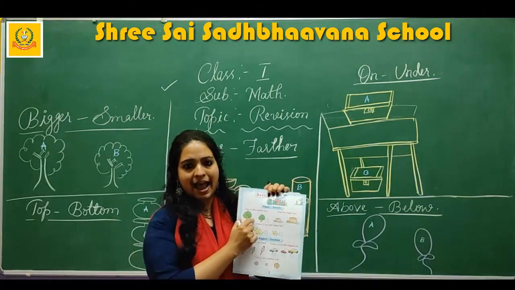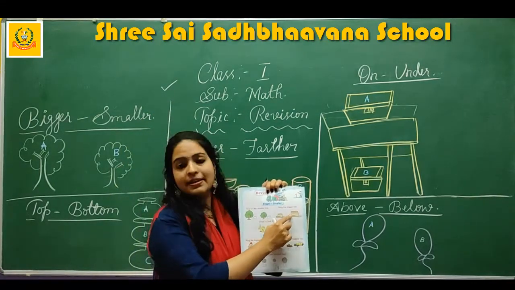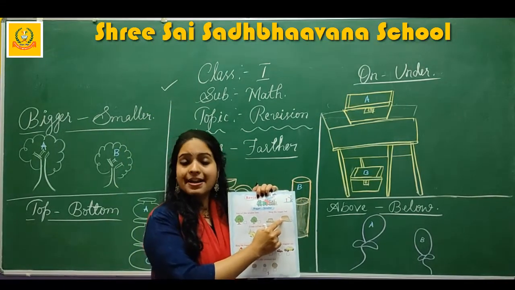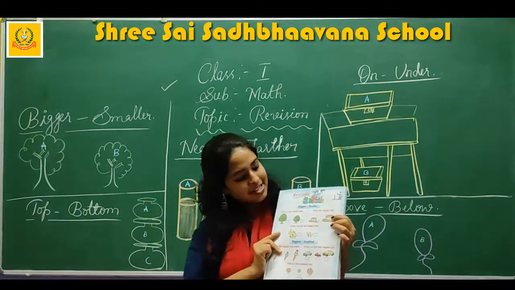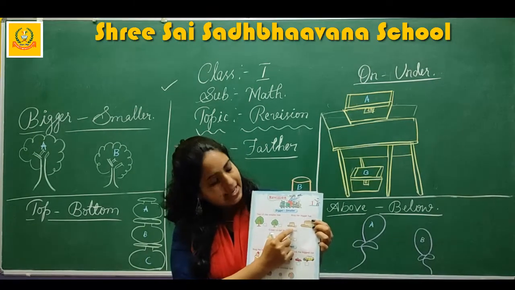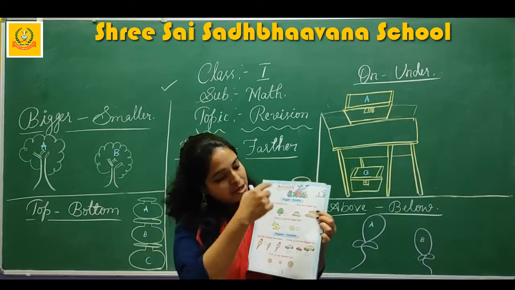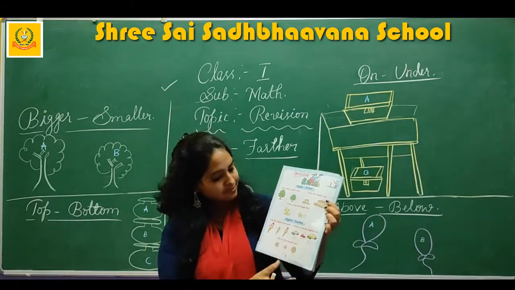Ring the bigger hat. To that you have to put a tick. To which one? The bigger one. Big means what? Big in size. So which one is the biggest one here? The first one or the second one? Can you see? The second one is the bigger one. So you have to put a tick mark to the second one.